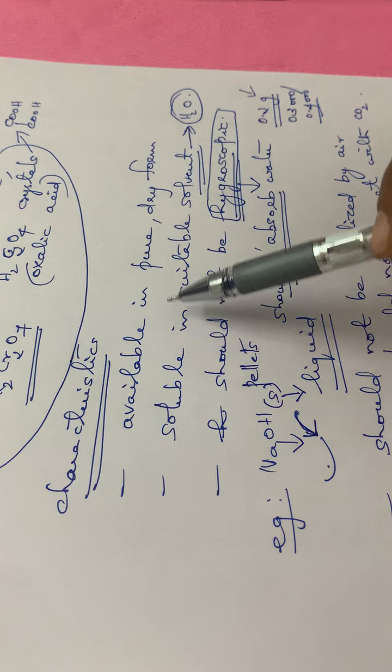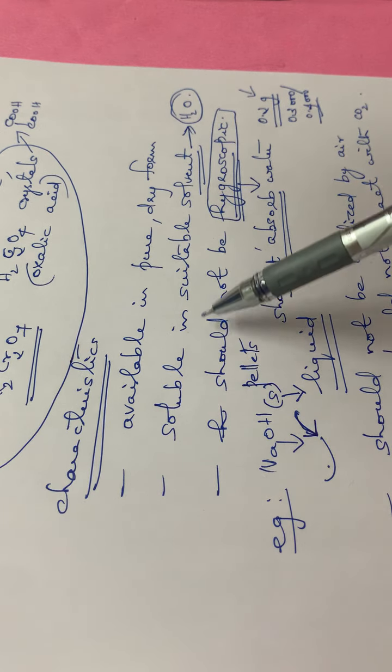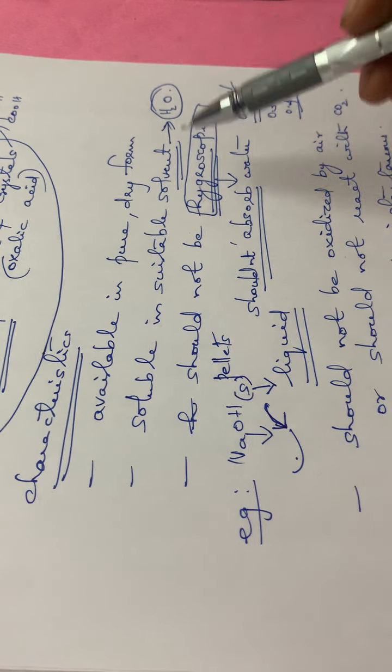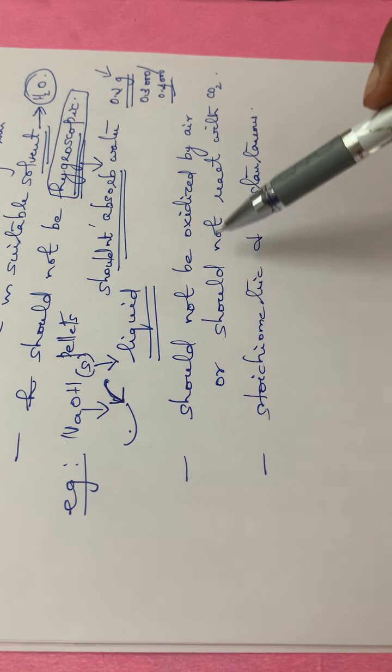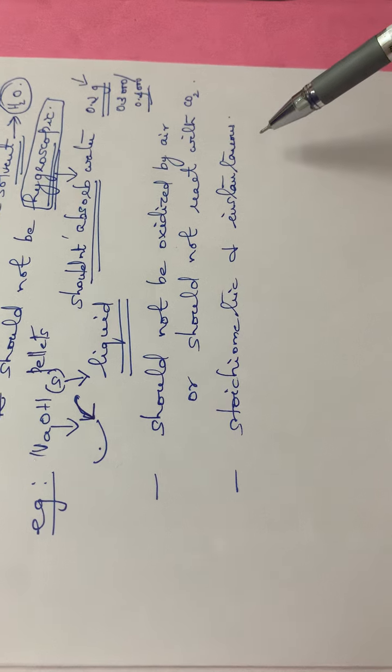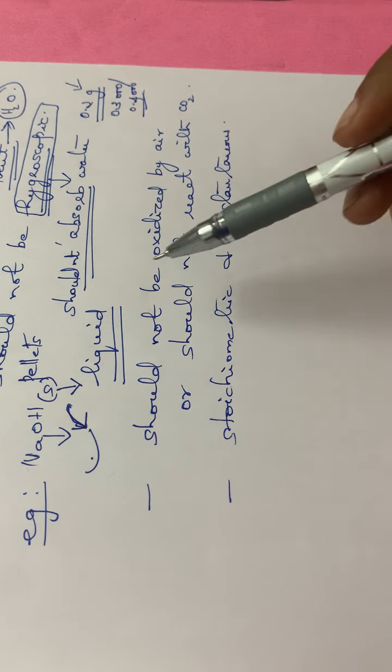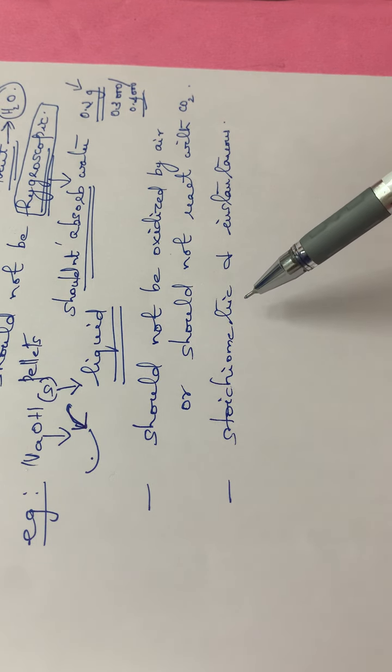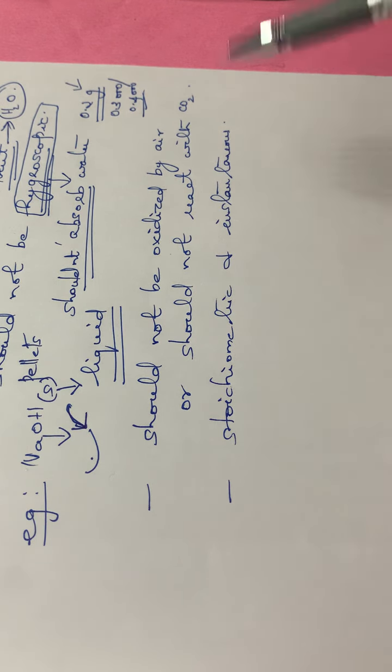So the first point, it should be available in pure and dry form. Second, soluble in a suitable solvent, that is water. Should not be hygroscopic, should not be oxidized by air, or react with carbon dioxide. Then it should be stoichiometric. The reactions with these primary standards should be stoichiometric and instantaneous. And also you have to write the examples as well.